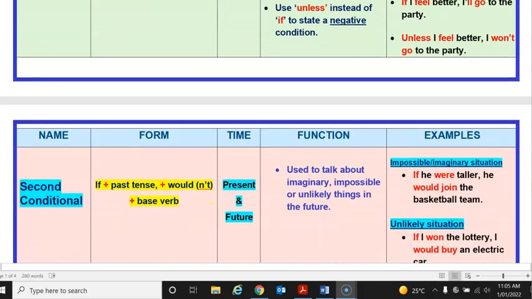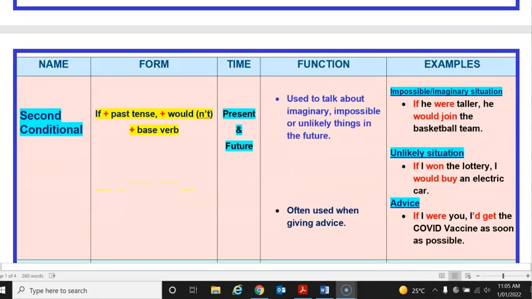Let's have a look now at the second conditional. Now the second conditional is one of the hypothetical or unreal conditionals. We use this to talk about things that are either unlikely, imaginary, or impossible in the future. So let's have a look at the form. We have if plus past tense, comma, plus would or wouldn't, plus base verb. And we use this conditional to talk about things in the present and the future.